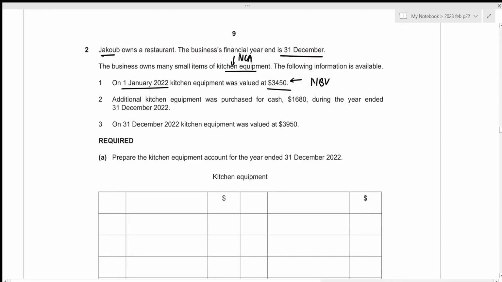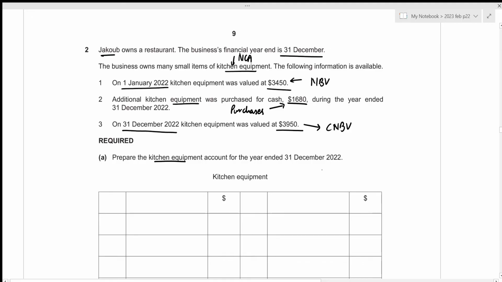Then we have additional kitchen equipment which was purchased for cash 1,680 during the year ended 31st December 2022. So this is our additional purchases for the year. And on 31st December 2022, kitchen equipment was valued at 3,950. So this will be our closing net book value. Now for the first part, we need to prepare the kitchen equipment account for the year ended 31st December 2022.